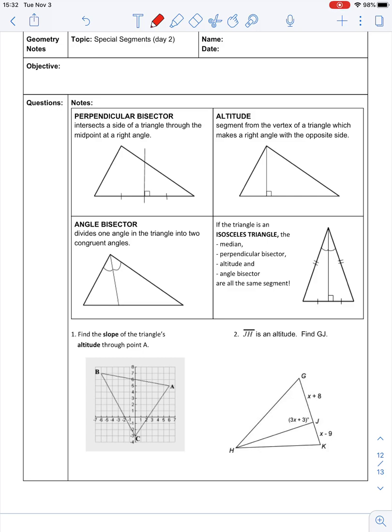What's interesting, though, is just like with the medians, how all of the medians intersected at the centroid, or the center of gravity of the triangle, perpendicular bisectors, altitudes, and angle bisectors all coincide in the same place too. So if you look at it, a perpendicular bisector is a line that intersects through the side of a triangle at a right angle through the midpoint. It divides it in half.